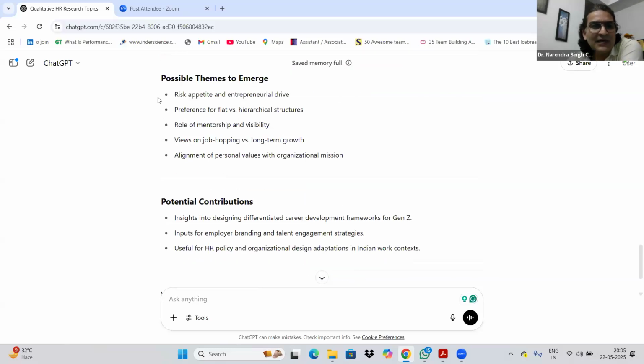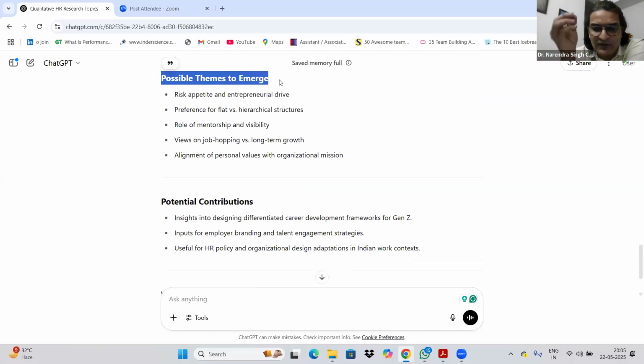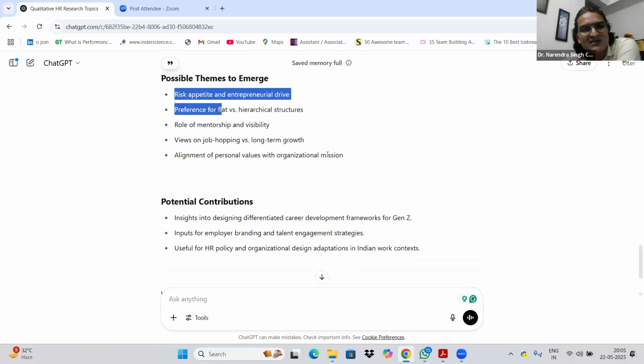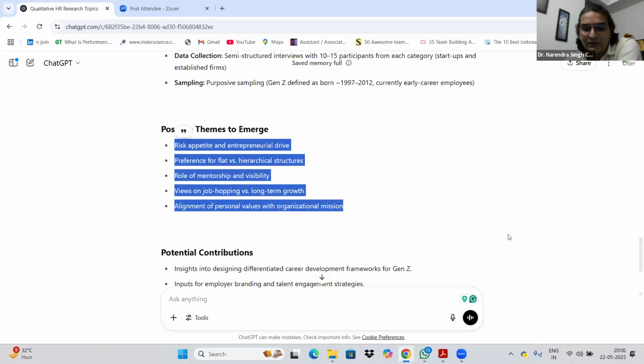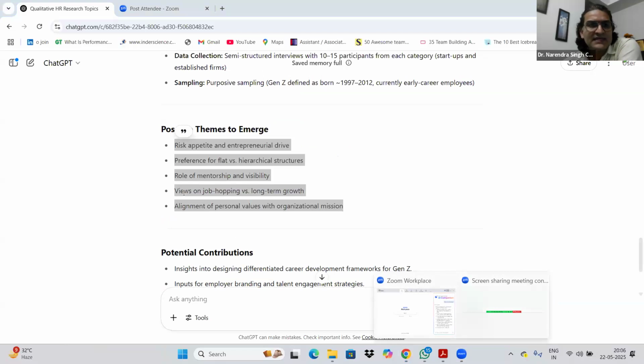What are the possible themes? Now, AI is saying these are possible themes. As a researcher, please make sure you're not falling for it. Whatever your data says, on the basis of that, you have to identify your themes. There is a possibility that this could emerge, or it may not emerge. Now, this is from my side. Any questions about whatever I have discussed right now?